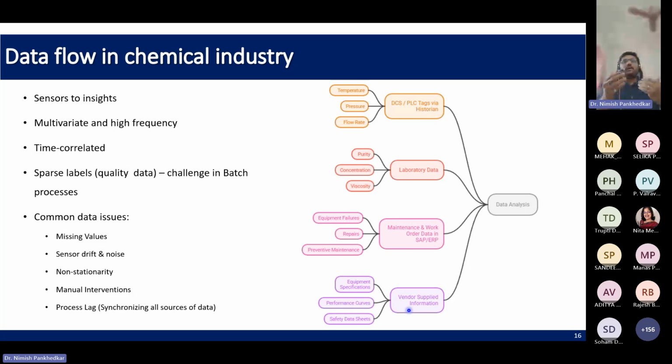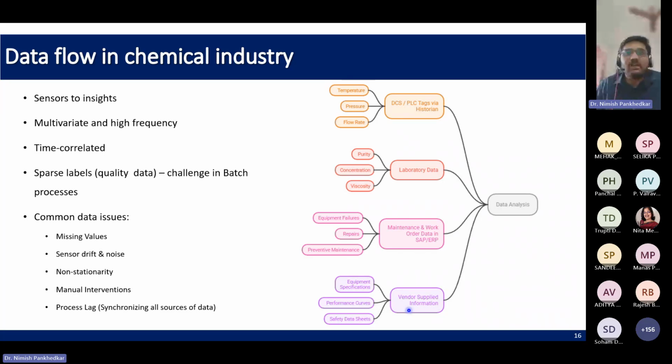So the point I'm trying to highlight is that the data flow in the chemical industry is highly multivariate, and it has varied frequency. Data from every bucket is at a different frequency. It is the data analyst's or data scientist's job to correlate this data. First thing is to synchronize this data. If you are not able to map the data correctly, however advanced a model you use, it is not going to help you. The most crucial thing that needs to be done is the proper synchronization of data.